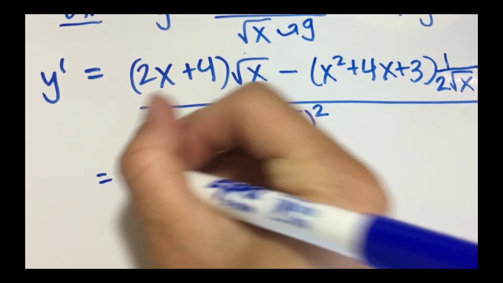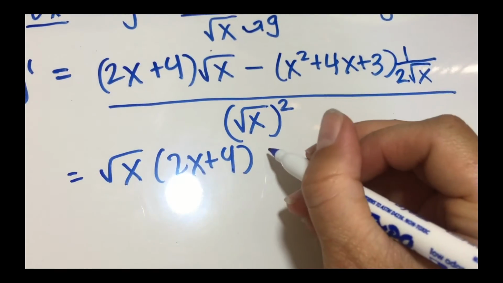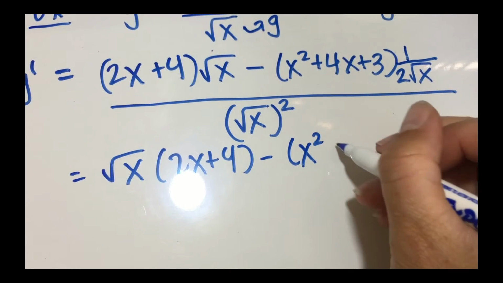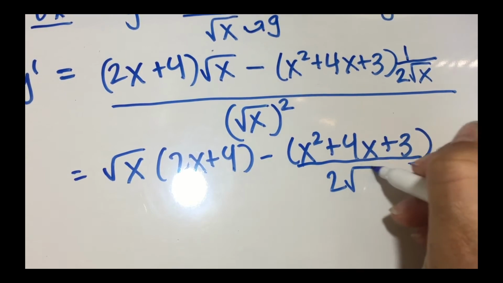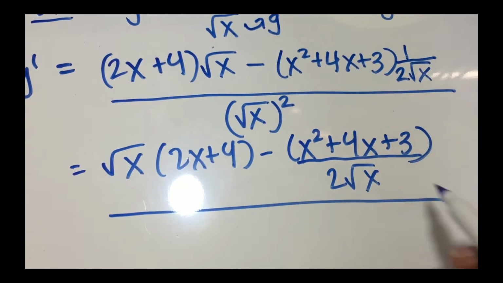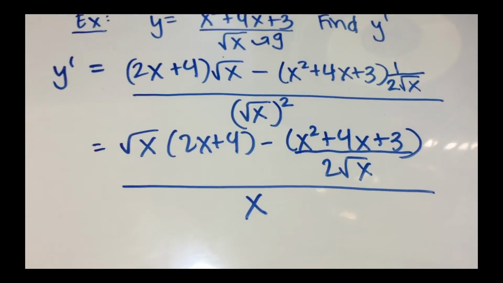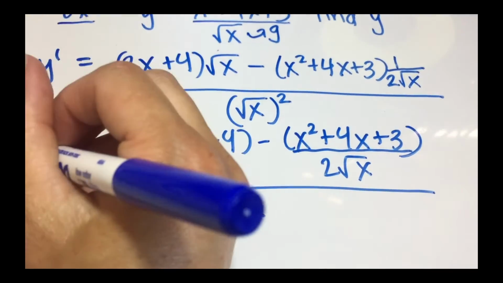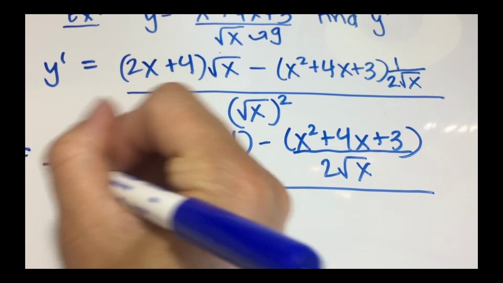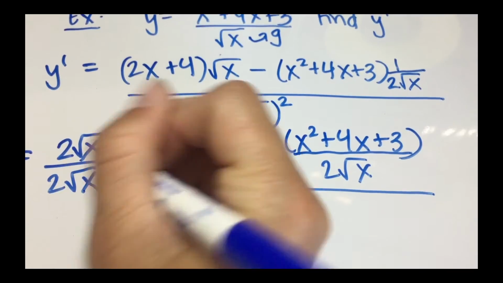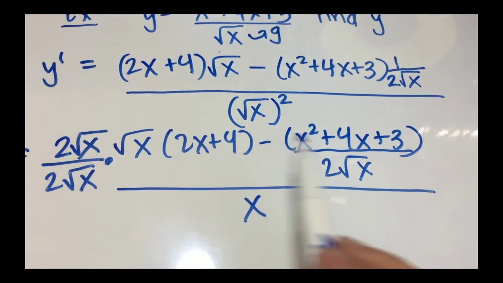So I'll rewrite this as the square root of x times 2x plus 4 minus x squared plus 4x plus 3 divided by 2 times the square root of x, and I'll have this over x because the square root and the square will cancel. Now here I'm going to want to multiply by 2 times the square root of x on top and bottom. That way I can subtract these two.